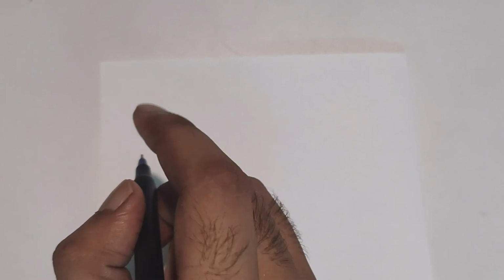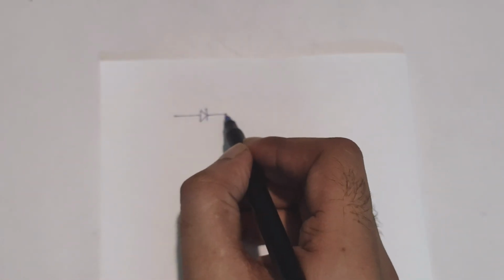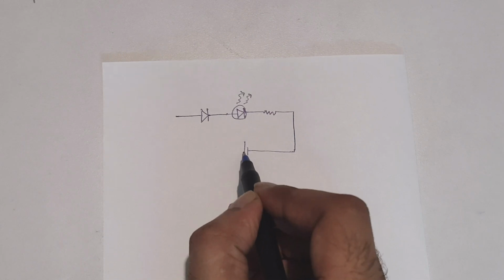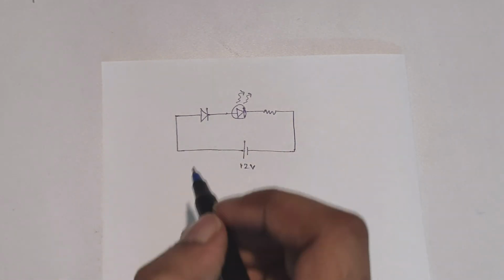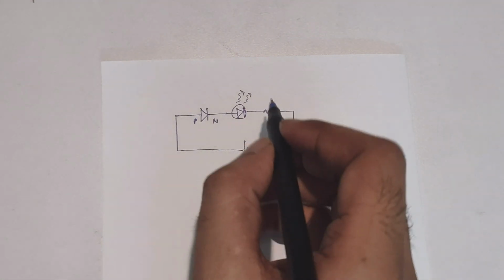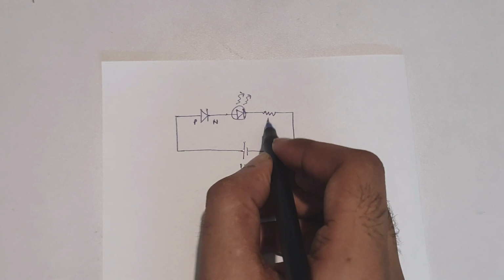So for the demonstration of the working of the diode, I am going to make a simple circuit consisting of one LED, one PN junction diode that I have shown, one kilo ohm resistor, and a power supply. So this is the circuit that I am going to make. This resistor is 1 kilo ohm.